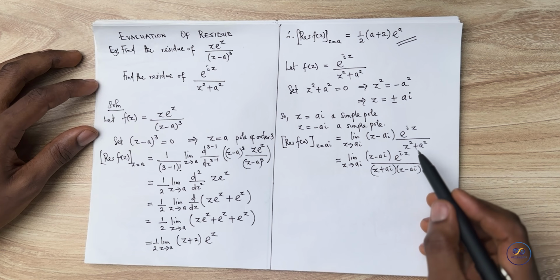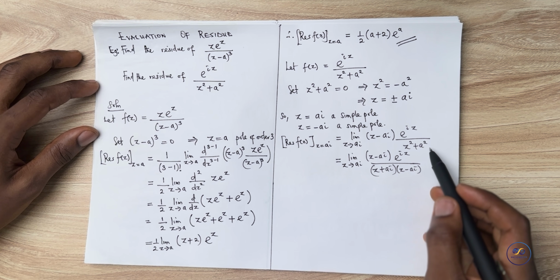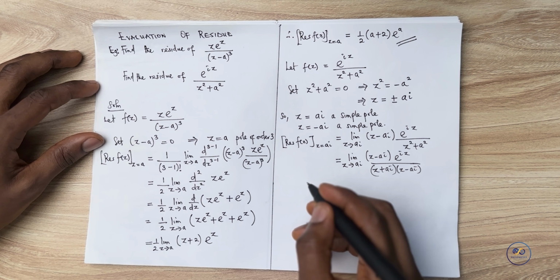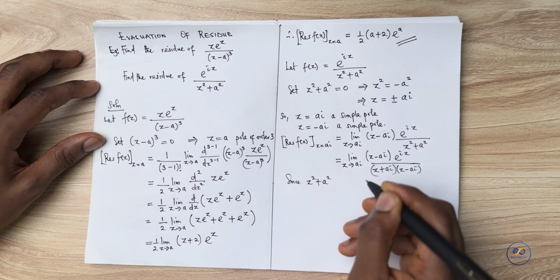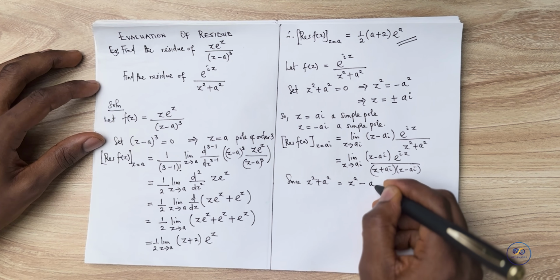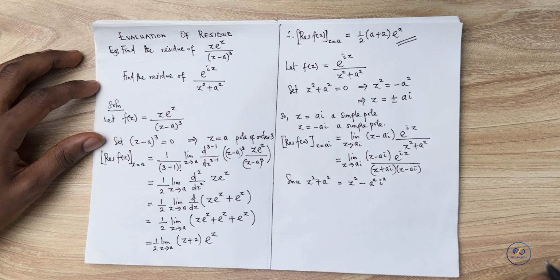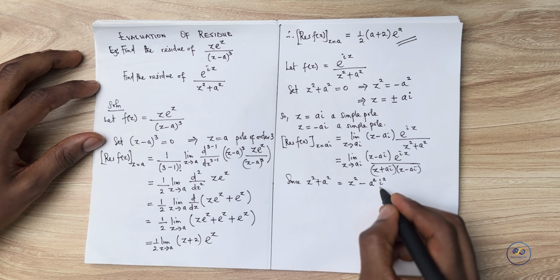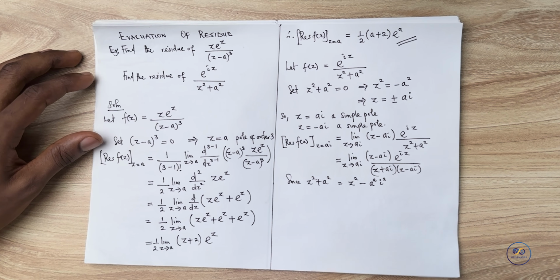Remember that what you have here is simply a difference of two squares in the complex case. Because you know that z squared plus a squared is the same thing as saying z squared minus a squared i squared. So it is a difference of two squares, and you have (z plus ai)(z minus ai).